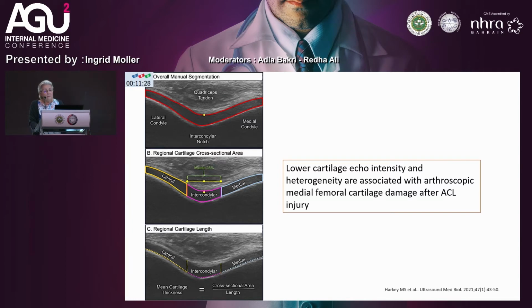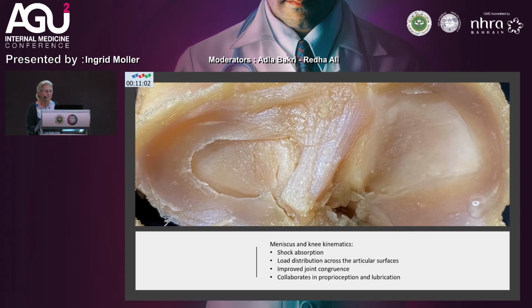We can measure the echo intensity. This is a topic that is under discussion, but we can measure the echo intensity, and the echo intensity of the cartilage is associated with the arthroscopic findings in the medial femoral cartilage that is damaged after ACL injury.